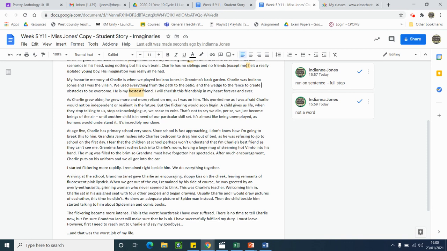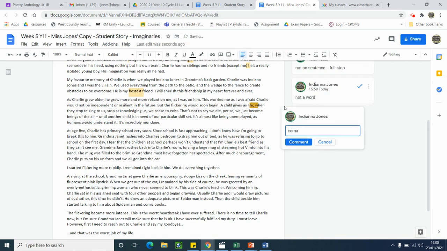Okay, so a couple of errors in this paragraph. "A child gives us life. When they stop talking to us, stop acknowledging us, we cease to exist." "A child gives us life" is a sentence on its own. Then the next sentence is "when they stop talking to us, we cease to exist." And the "stop acknowledging us" is an extra clause with the same subject: when they stop talking to us, when they stop acknowledging us, we cease to exist. So this comma here is the comma splice, because this sentence just stands on its own.